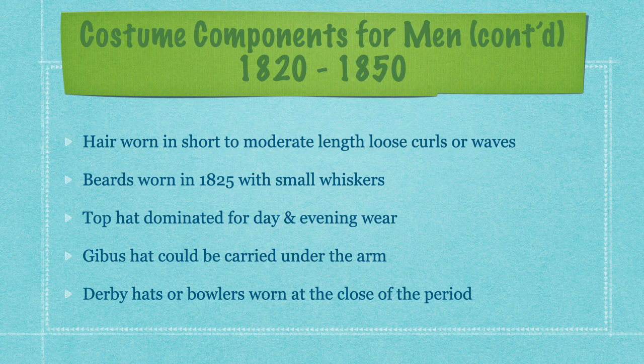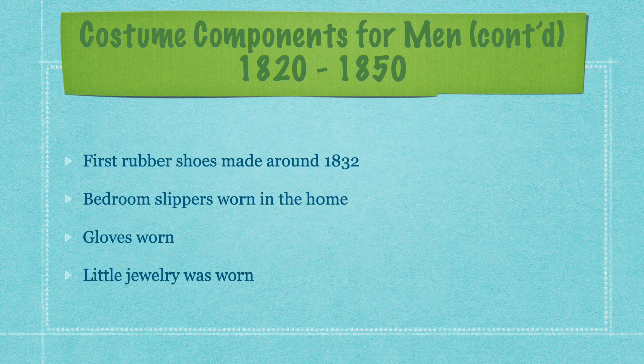Beards were worn in the 1825s with small whiskers. Men also wore their hair short to moderate lengths with loose curls or waves. Men wore very little jewelry other than items like cravat pins, brooches, watches, or jeweled shirt buttons, and also studs and decorative gold watch chains and watches. Bedroom slippers were worn in the home. Gloves were also worn. Now, the first rubber shoes were actually made around 1832.